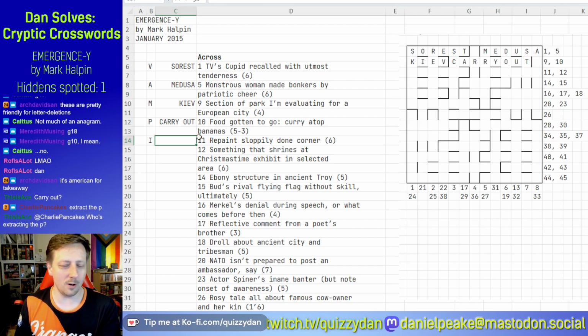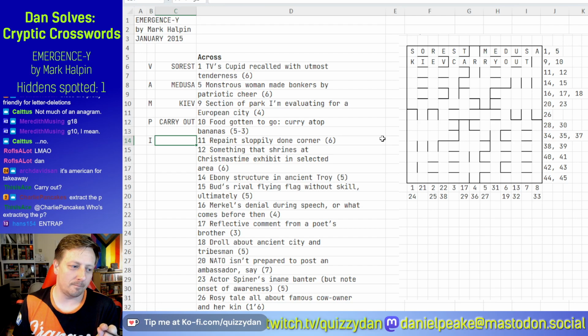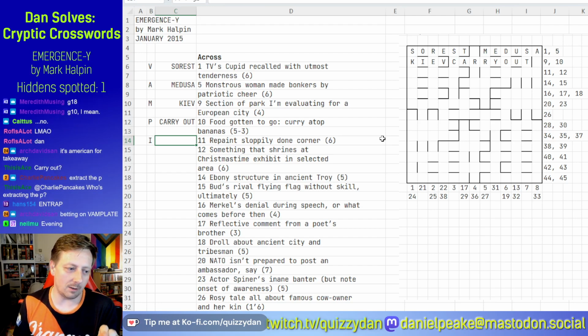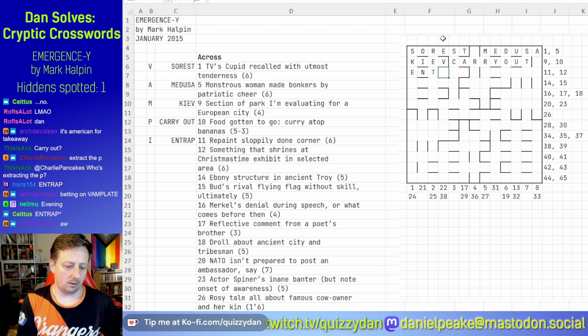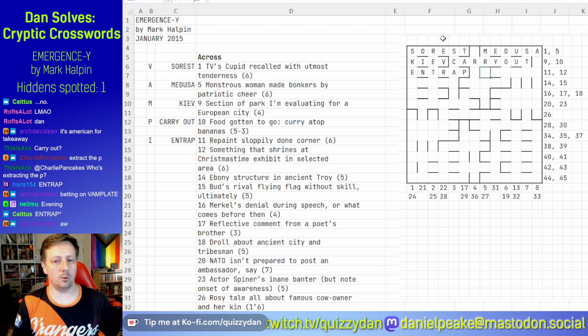Go for number 11 if you've got it. Repaint, but there's no I in it. Sloppily done, so anagram of repaint without the I. Corner. Yes, entrap. It is the verb form of to corner. This is going disturbingly smoothly.